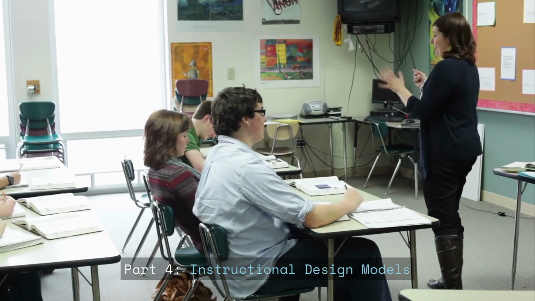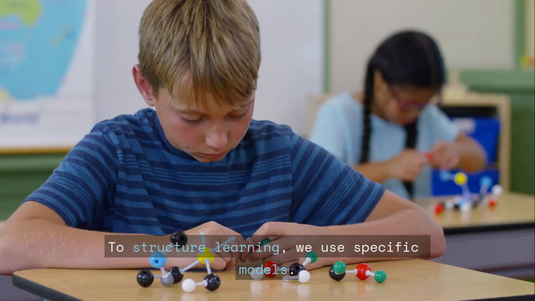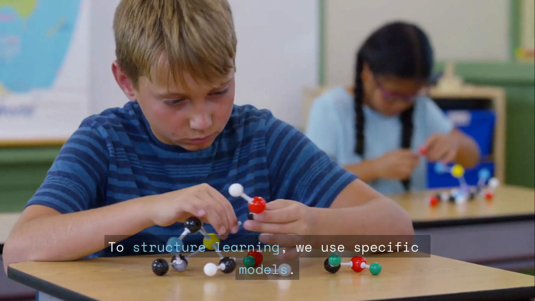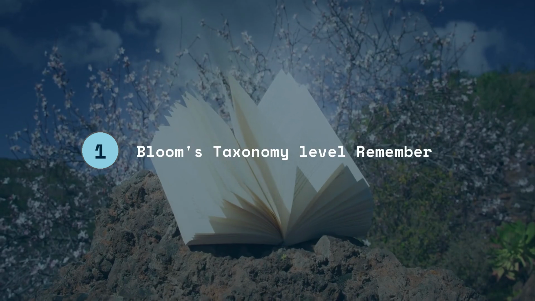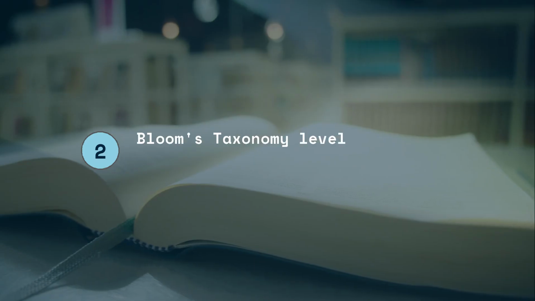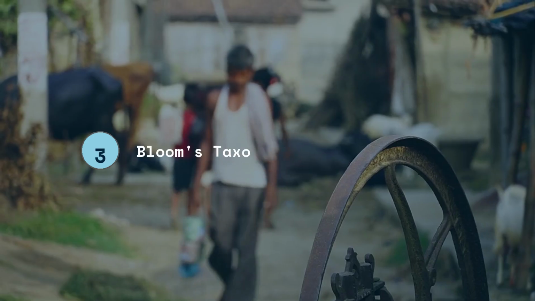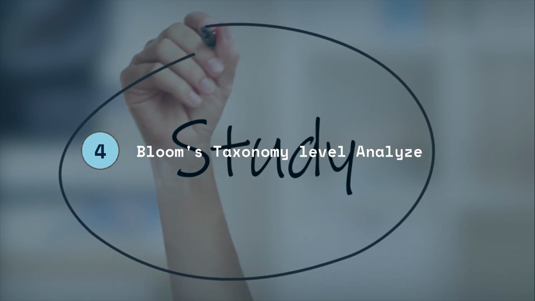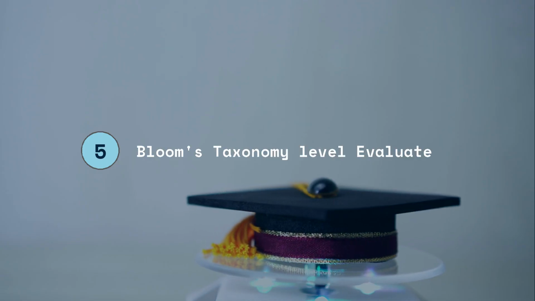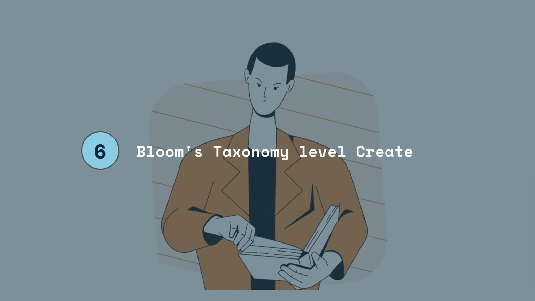Part 4. Instructional design models. To structure learning, we use specific models. The most famous is Bloom's taxonomy, which orders thinking skills into 6 levels. Level 1 is remember. Level 2 is understand. Level 3 is apply. Level 4 is analyze. Level 5 is evaluate. Level 6 is create.